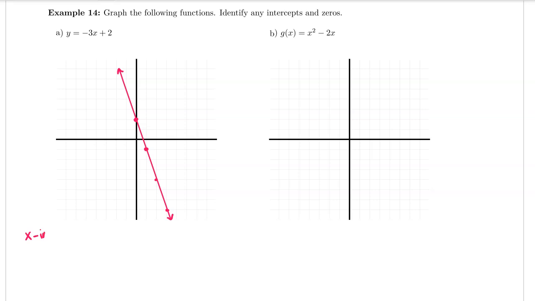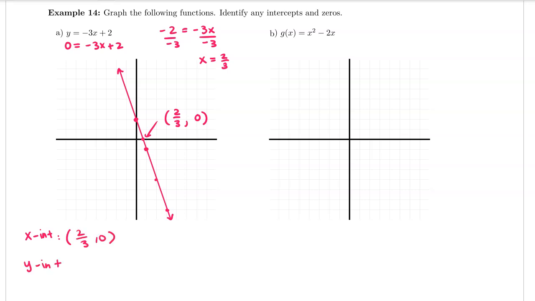Now that we have the graph, let's talk about any intercepts. So the x-intercept is going to be this point right here where it crosses the x-axis. Because that's not going through a grid line, I don't know exactly where that is, but the way we can figure that out is I know at this coordinate that the y-coordinate is 0. So if, in my equation, I set y equal to 0, I can solve for x by subtracting 2 on both sides. I get negative 2 equals negative 3x. Then if I divide both sides by negative 3, we get x equals 2/3. My x-intercept is (2/3, 0).